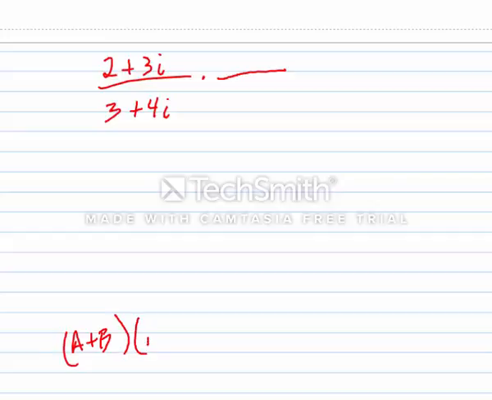Okay. We could also have division. 2 plus 3i divided by 3 plus 4i. And how do we do that? Well, we multiply by what's called a complex conjugate. And that is just that if we have a plus b times a minus b, that's equal to a squared minus b squared.